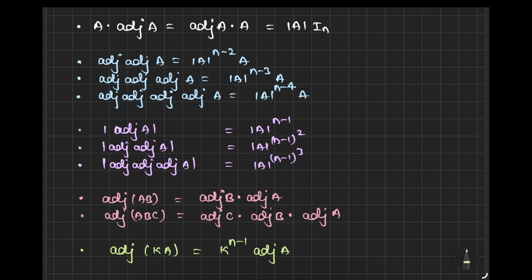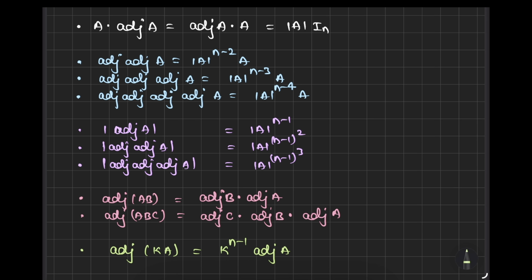Then without determinant, adjoint adjoint A, and it is not a determinant, it's a matrix, so at the end also we will get a matrix. So determinant to the power n minus 2, because there are 2 adjoints. 3 adjoints, so n minus 3. 4 adjoints, so n minus 4 times A. Then we have determinant. So determinant means a number at the end. So the determinant will be determinant of A power n minus 1, and then we have to put a power. If there is 1 adjoint, power is 1. If 2 adjoints, power is 2. If 3 adjoints, power is 3.